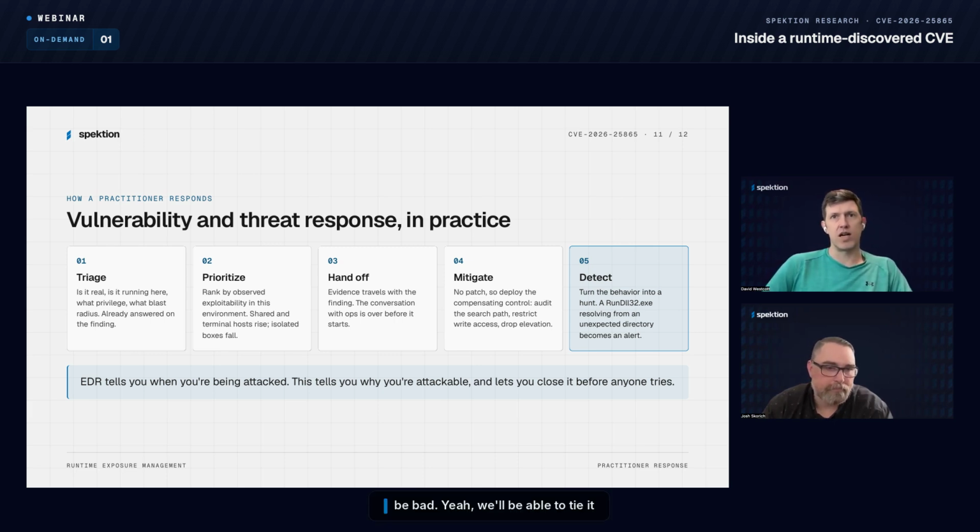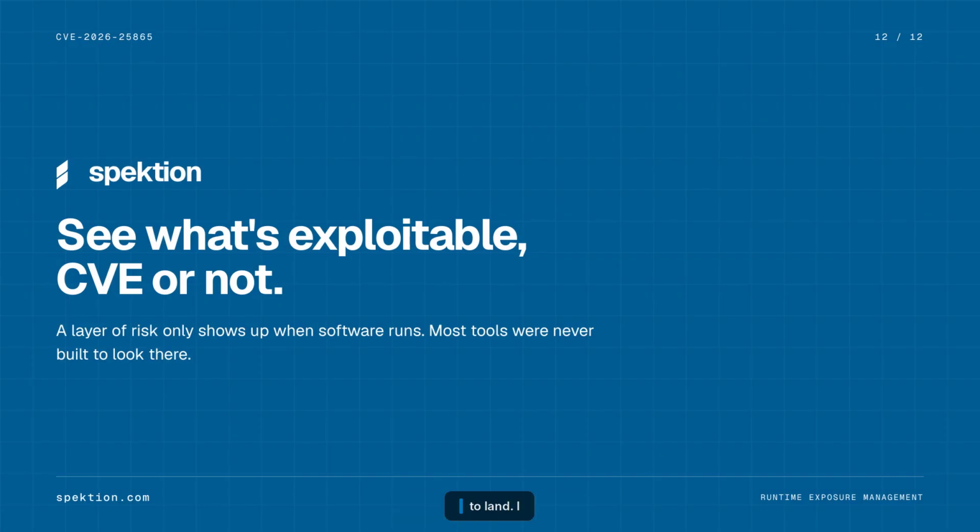We'll be able to tie it directly to the exact process that's doing it in the exact context that we found it. Yeah, it's a good place to land. It's really the whole reason why we're doing this recording. There's a layer of risk that only shows up when your software runs. Most tools were never built to look for it. And frankly, we'd rather surface it and talk about it in the open than treat it like some sort of magical secret. If you're curious what that layer looks like in your own environment, you know where to find us. But mostly, thanks for watching, and please go answer your disclosure emails.